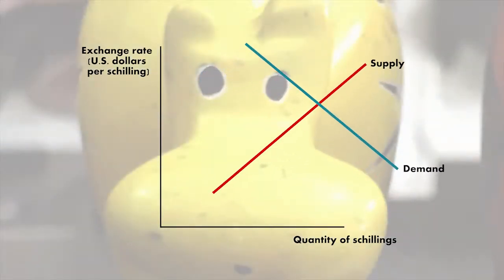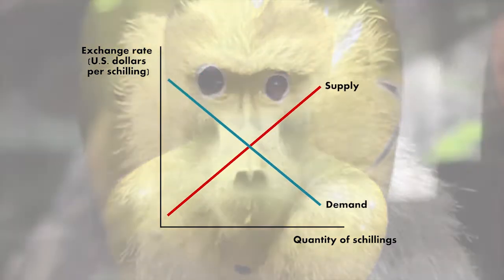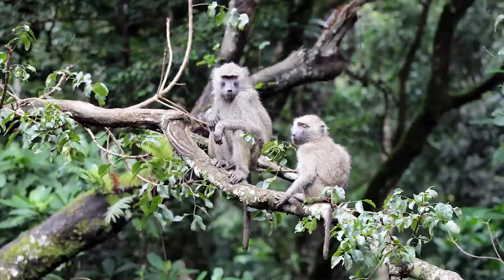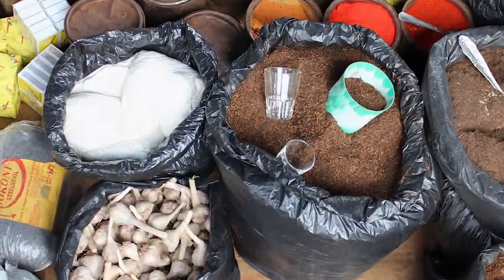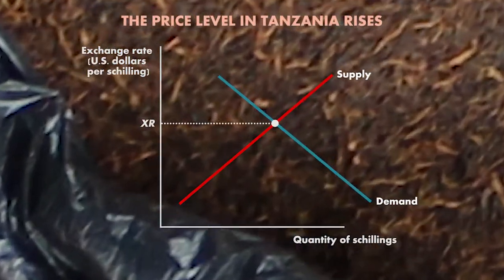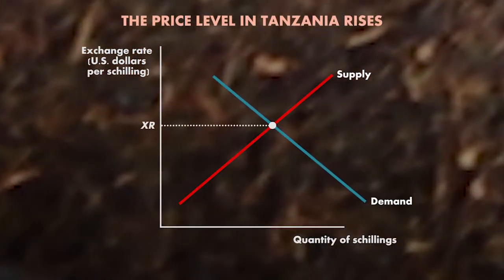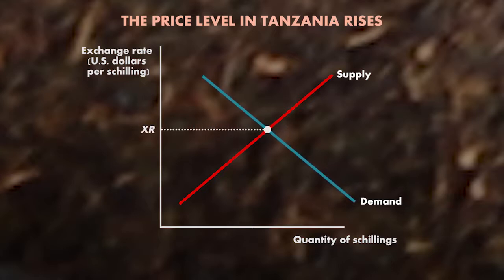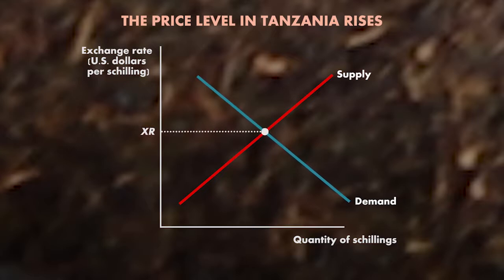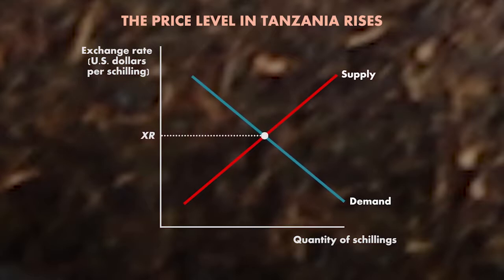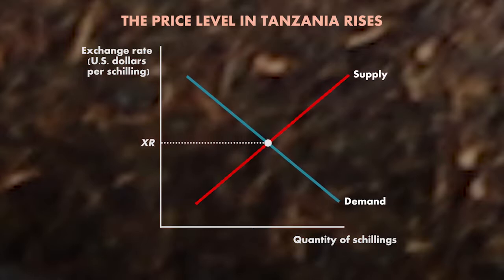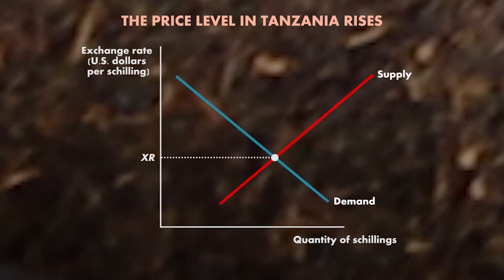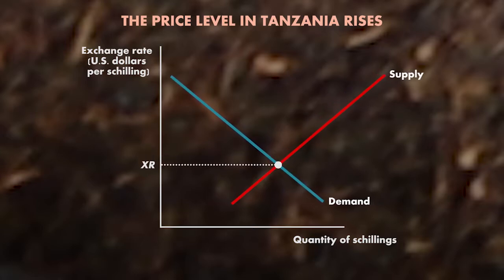Some changes shift both the supply curve and the demand curve at the same time. For example, suppose the overall price level in Tanzania rises, so safaris and pineapples and tea and everything else gets more expensive there. The demand for shillings will decrease because Americans won't want to buy as much of the now more expensive Tanzanian products. At the same time, Tanzanians will want to avoid the high prices in Tanzania and buy more products in the United States instead, so they will supply more shillings in exchange for US dollars. The resulting leftward shift of the demand curve and rightward shift of the supply curve lower the exchange rate for shillings, and the shilling depreciates.